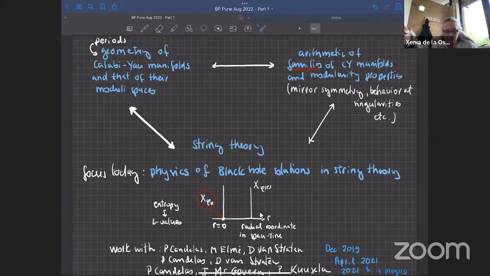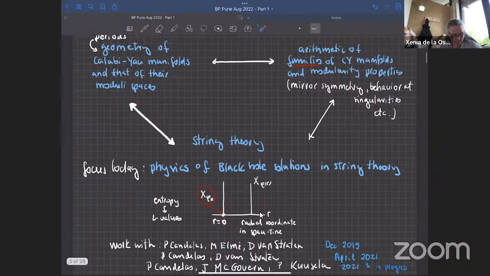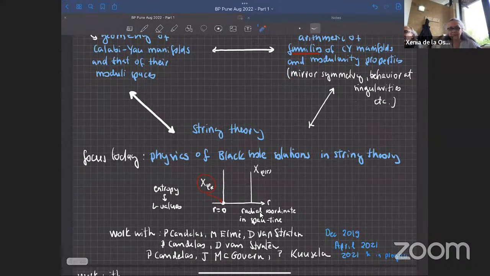And of course, there are many ways of connecting this to string theory, but what we are going to do is to focus today and in the next talk on the physics of black hole solutions of string theory. And as we will see, there are physical quantities like the area of a black hole, which in certain compactifications of string theory can be given in terms of the arithmetic properties of the Calabi Yau manifold, like L values and so on.